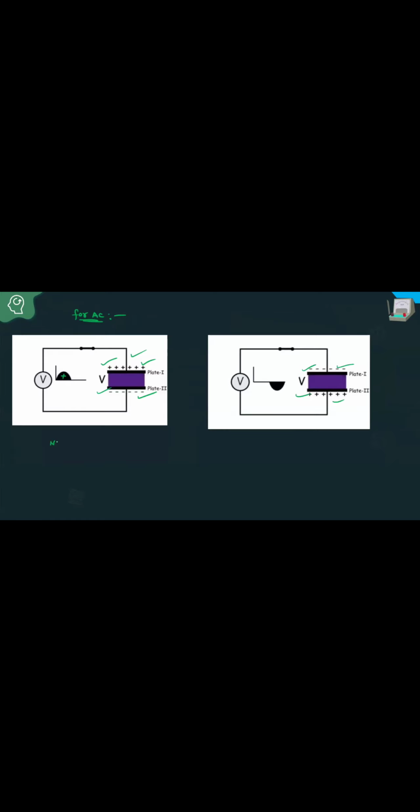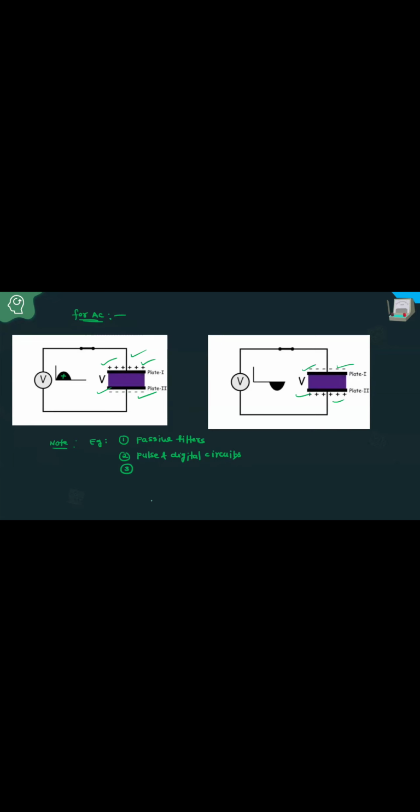Now note down: what are the practical examples of capacitors? Can anybody say? One is passive filters. You know capacitor filters, inductor filters, like that. Passive filters are one example of capacitor use. And in pulse circuits and digital circuits also we are using capacitors. Those are also capacitive circuits.